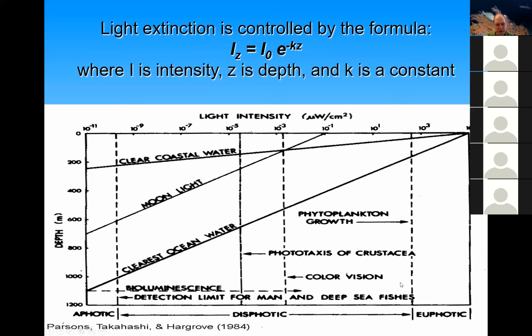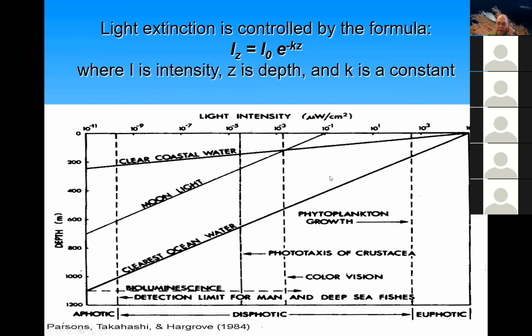So this is going to suggest that in clear coastal water, you could get productivity down to about 20 meters, and that's what we're seeing in that graph that I showed you from the Sargasso Sea. The clearest ocean water, represented by this graph here, in the clearest ocean water, you could get sufficient light to support phytoplankton growth down to something like 200 meters.